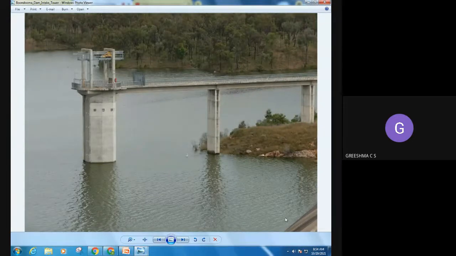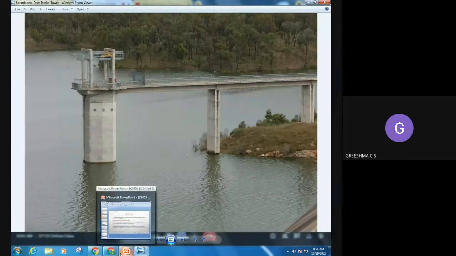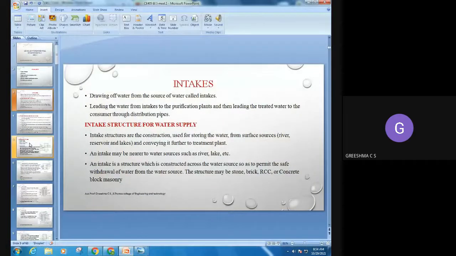So right now what you are seeing is an intake structure. This is a river intake structure. You can see here, this is the foot bridge. Yesterday in the PPT we mentioned a foot bridge. I'll show you where the foot bridge is.